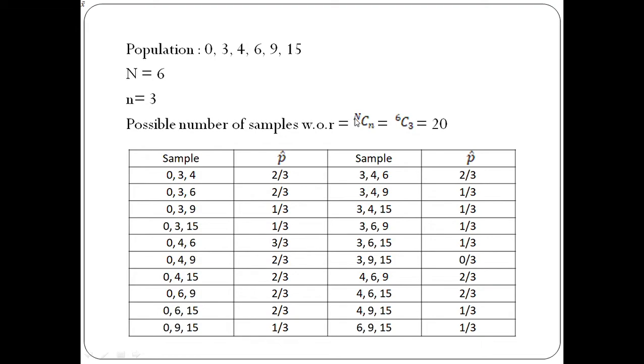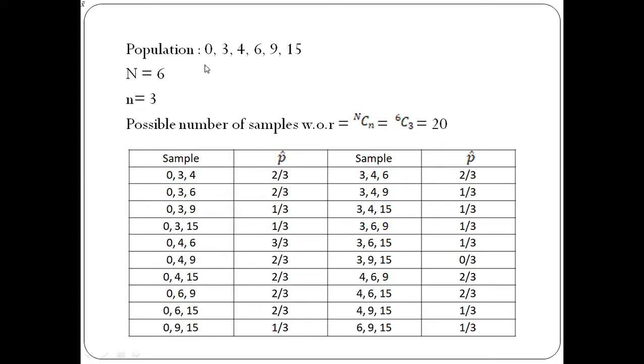As I have discussed before, for the number of samples without replacement we are going to use the formula capital N C small n. So capital N is 6 and small n is 3, and when we compute it directly from the calculator, this is 20. So total number of samples is 20. Now it is without replacement, and we have to make the samples of size 3.